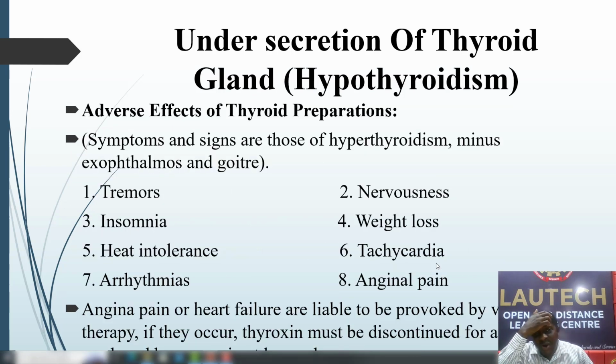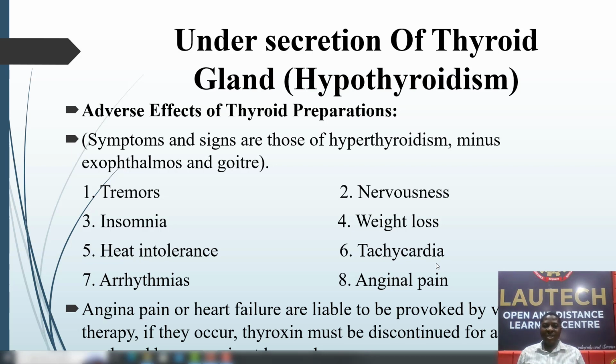Adverse effects of thyroid preparation. Symptoms and signs are those of hyperthyroidism minus exophthalmos and goiter. Now, the major adverse effects of thyroid hormones or thyroid preparation for hypothyroidism are the symptoms and signs that are those of hyperthyroidism. That is, the hormones are in higher concentration in the bloodstream. So, minus exophthalmos and goiter.